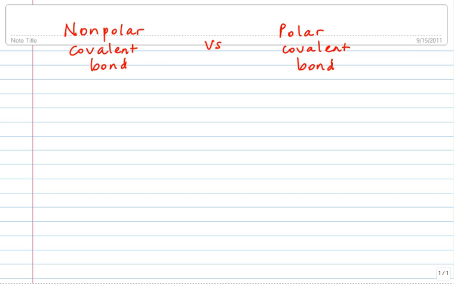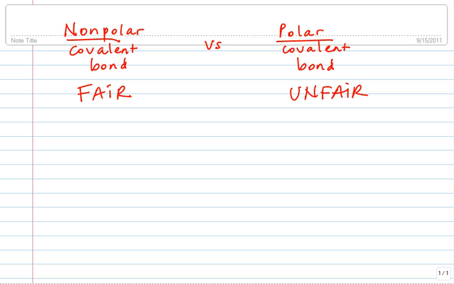Any covalent bond involves the sharing of a pair of electrons between atoms. That sharing can either be fair or it can be unfair. If it's fair, we call it nonpolar covalent bonding. If it's unfair, then we call it polar covalent bonding.